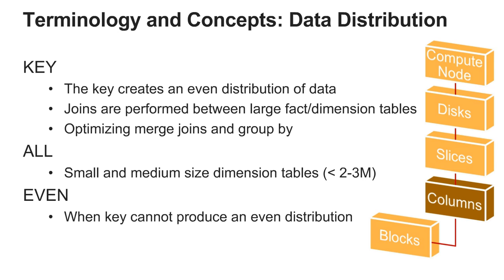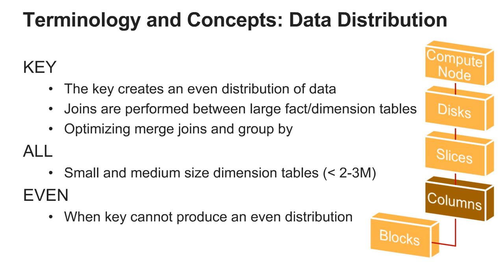So just to recap on data distribution and how this works. You'd want to use key when you can create an even distribution of data using a particular column, particularly when you can use that to optimize a join between two large fact tables. For example, if you had one fact table with 1 billion rows and another with 10, and you wanted to join them, and you could create a nice even distribution of data by using that key, this would be perfect for that.